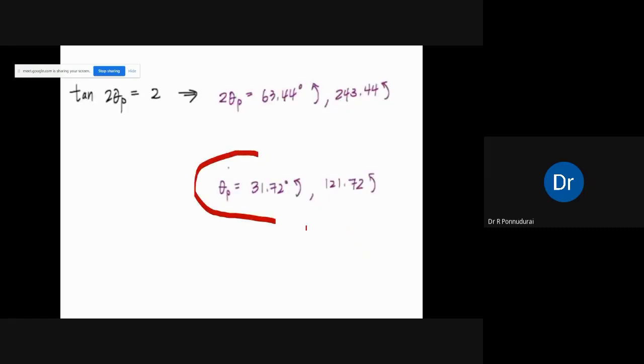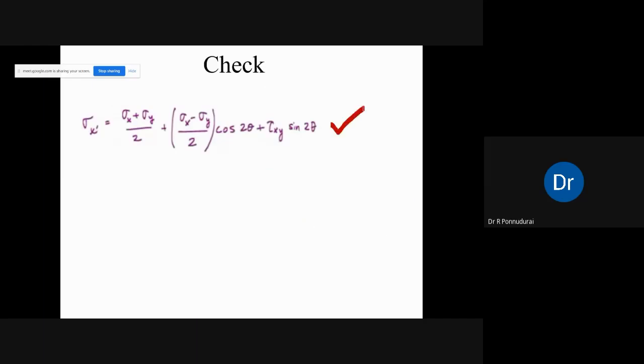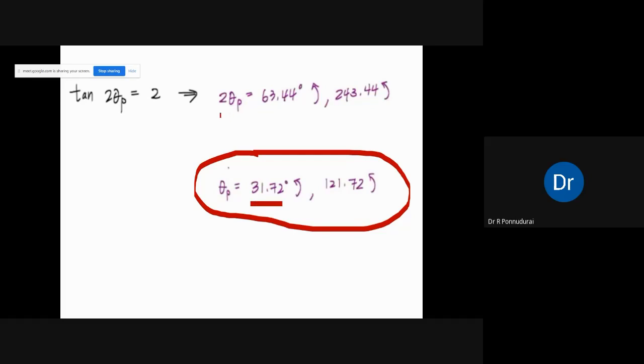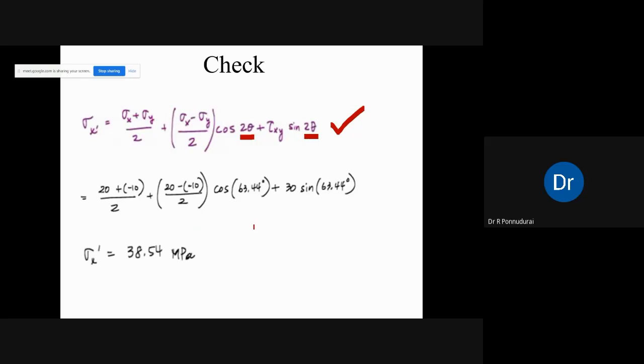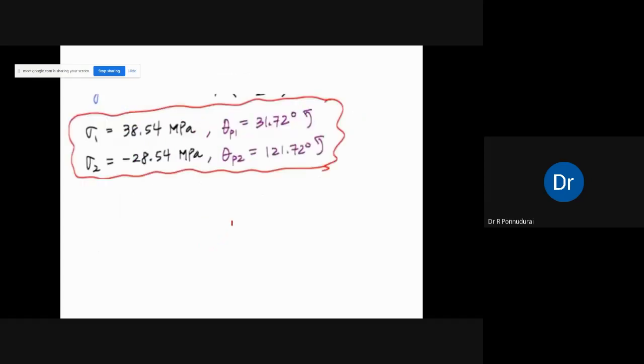So whether you have found it correct or not, you can check it also. You know the general formula. So whatever theta you got here, or 2 theta, you can substitute this value here. So you should be able to get the sigma 1 value. So if you substitute in the sigma y dash formula, you will get the sigma 2 value. So sigma 1 and sigma 2 are known to you, and the principal plane angles, theta p1 and theta p2, are known to you now.